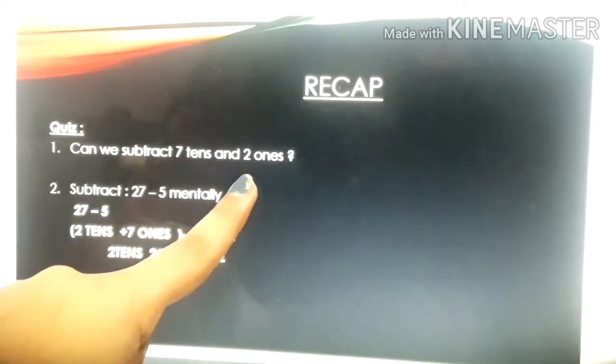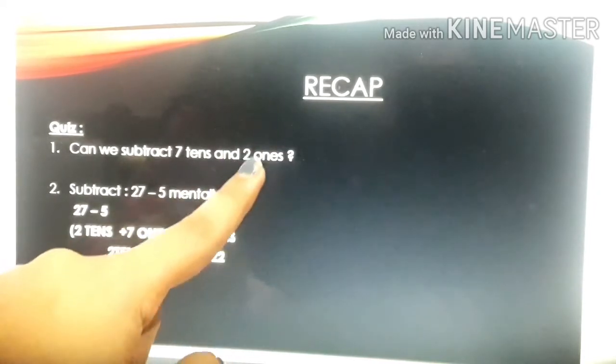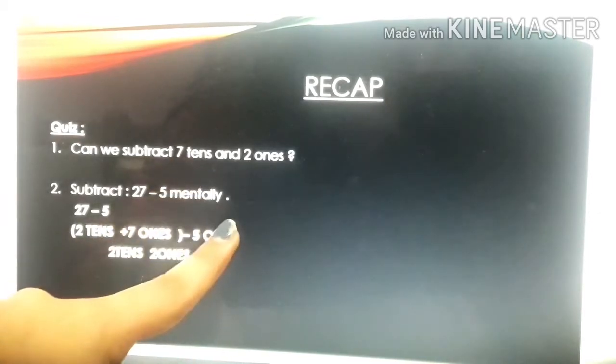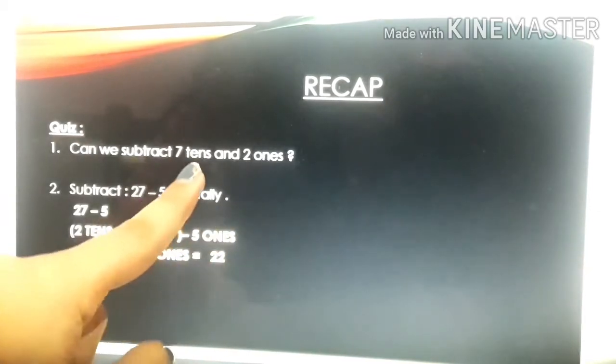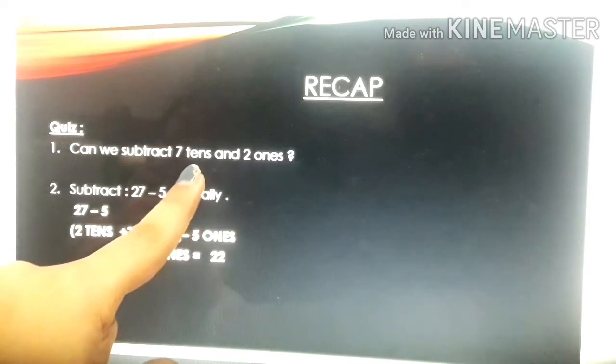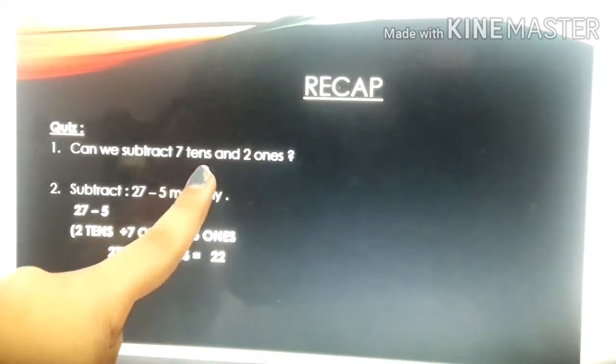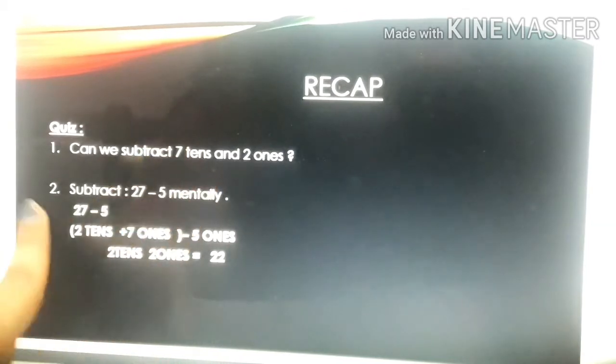So you know, children, that when we do subtraction, we subtract ones with ones, tens with tens, isn't it? So same places we subtract, isn't it? But here it is different places, tens and ones. So the answer is no.